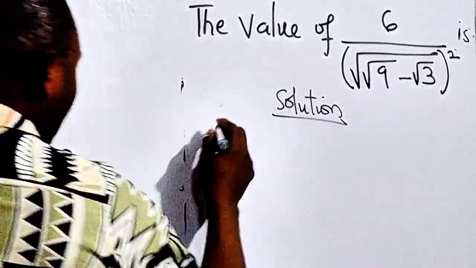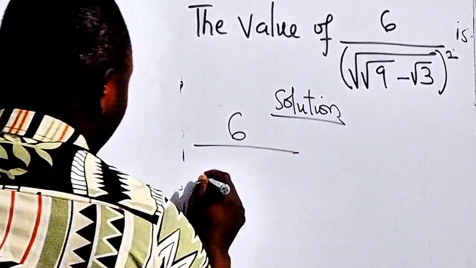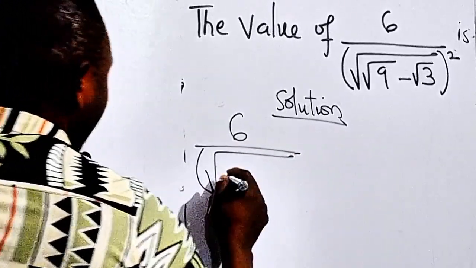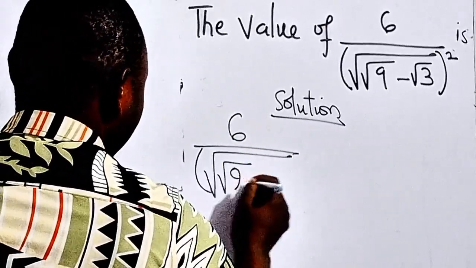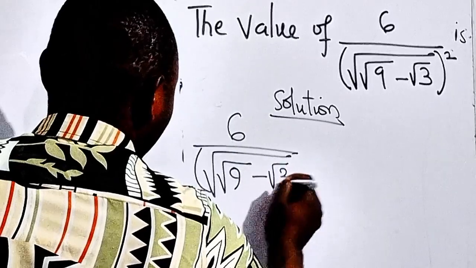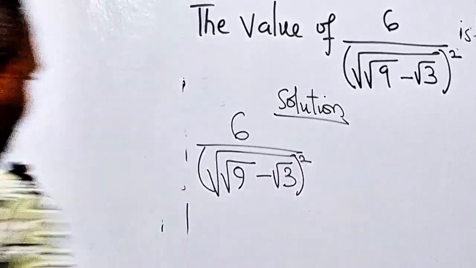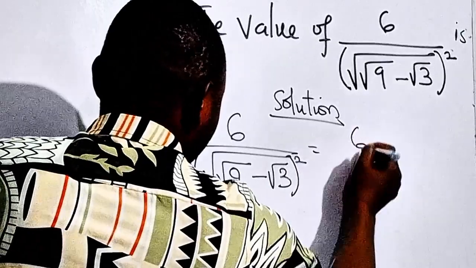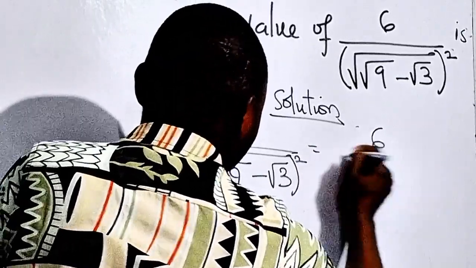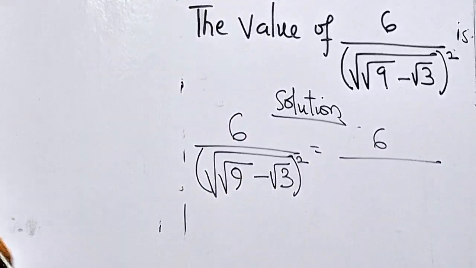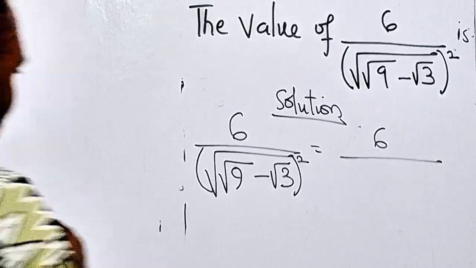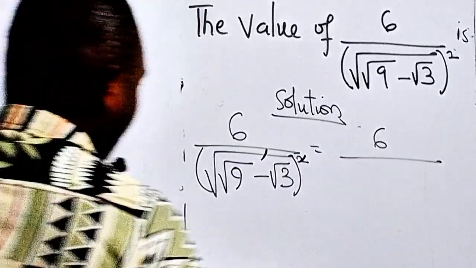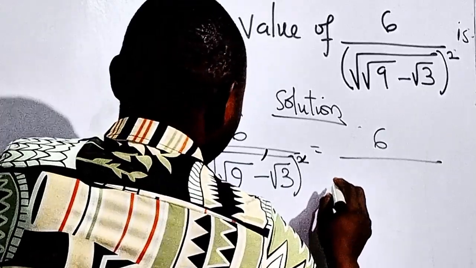All right, now let's have the question again. 6 over, now brackets open, there's a bigger square root here, square root of 9 minus square root of 3, bracket close, raised to the power of 2. Okay, now this is equal to 6 over, now let us try to take away the square root. Okay, so the 2 and this square root go off. So what are we left with?